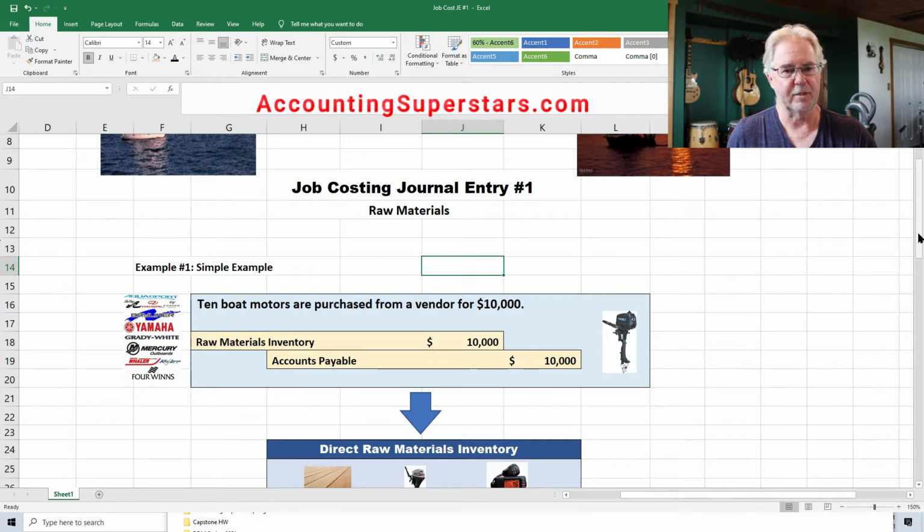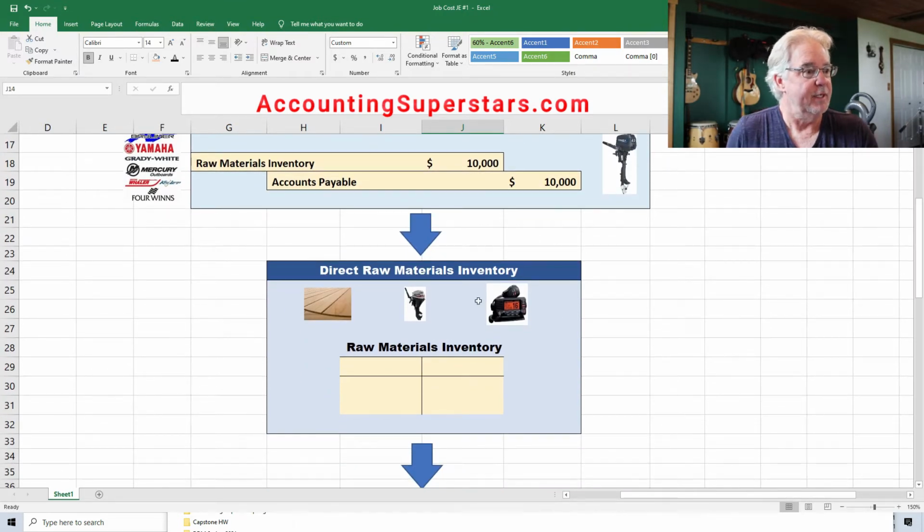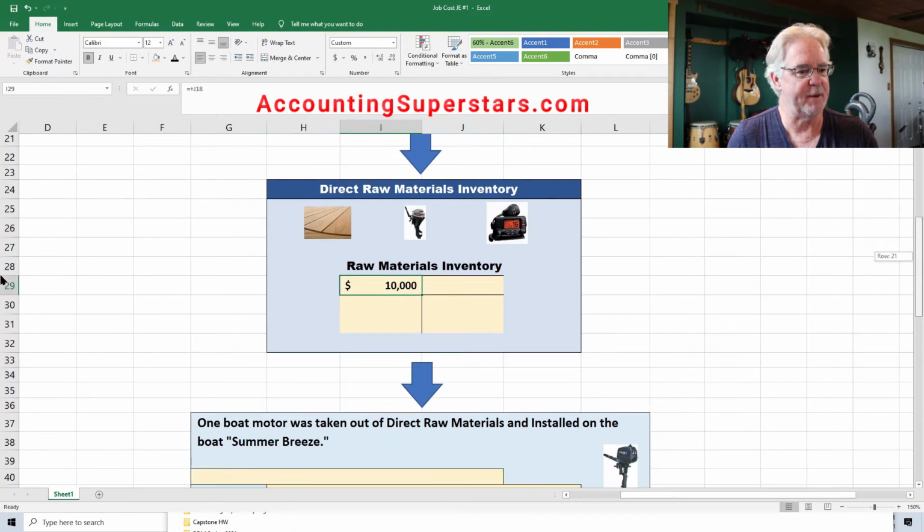So Sunset Sailboat Company will have a raw materials inventory. So they will debit the account raw materials inventory for $10,000. So there you go. And we won't worry about the accounts payable here in this lesson. So the account raw materials inventory has $10,000 in it. And right now we're just keeping it as easy as possible. I'm sure they've got tons and tons more raw materials than just these 10 boat motors. But just boiling it down to the bare minimum here.